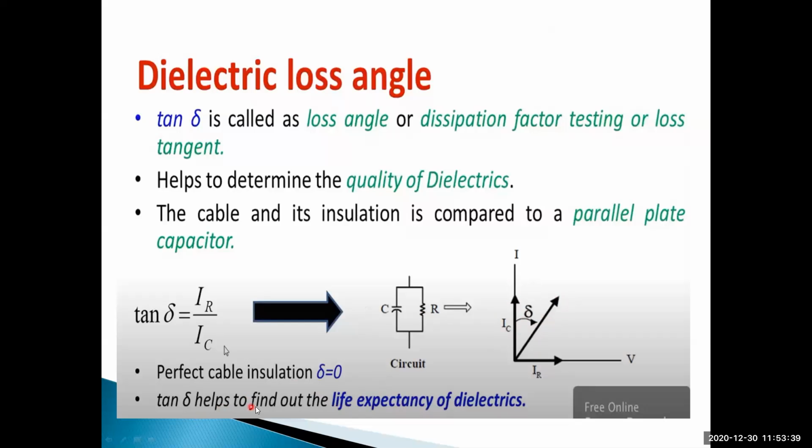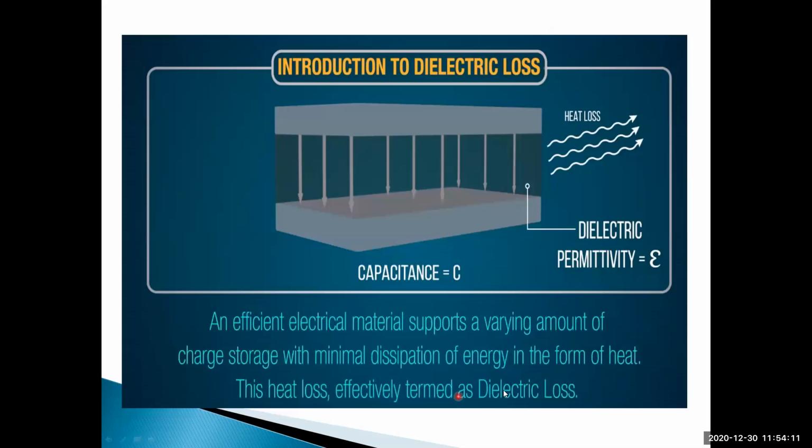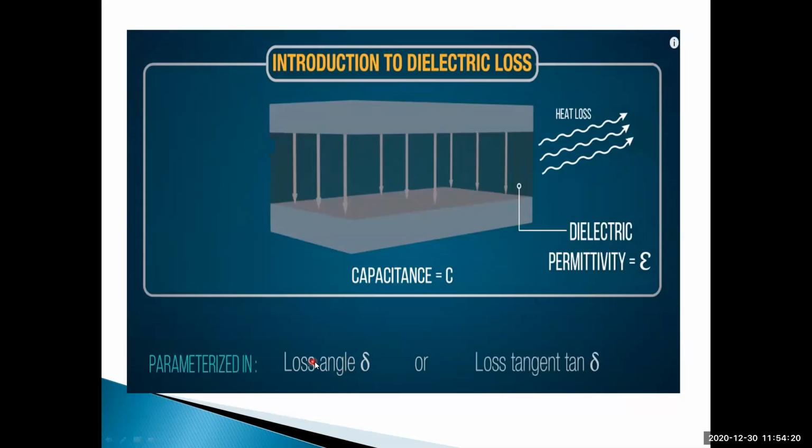Tan delta helps to find out the life expectancy of dielectric material. Based on this factor, we tell the life of the dielectric materials, whether 6 months, 1 year, or 10 years. I already explained this in an animation video, so I think you know it well. Based on the loss angle tan delta, we express this.